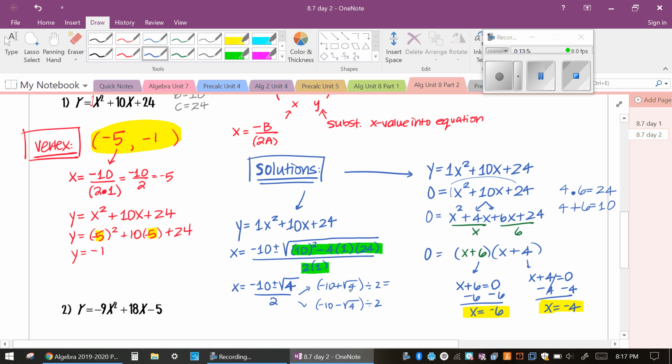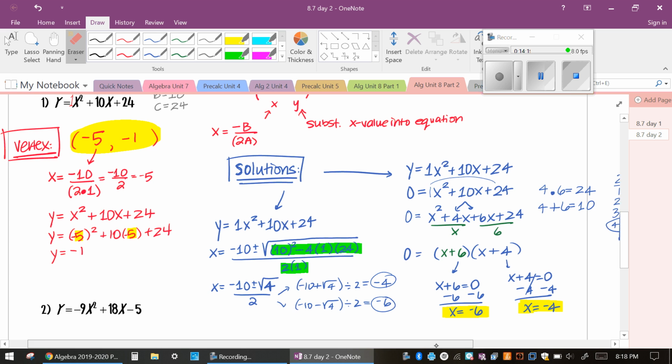Negative 10 plus 2 is negative 8. Negative 8 divided by 2 is negative 4. Negative 10 minus 2 is negative 12. Divided by 2 is negative 6. So notice we got the same exact answers as when we factored. And that should always happen.